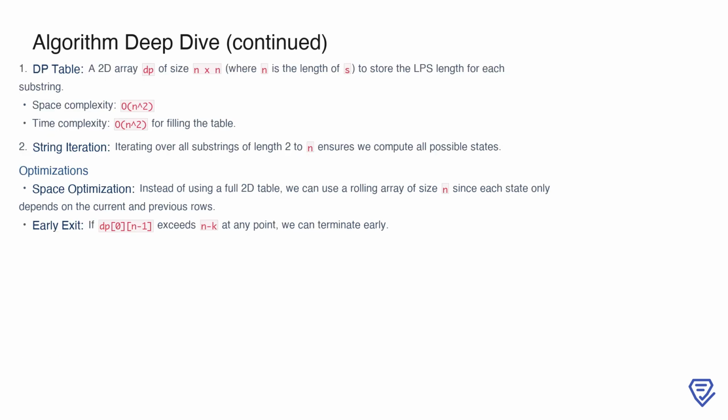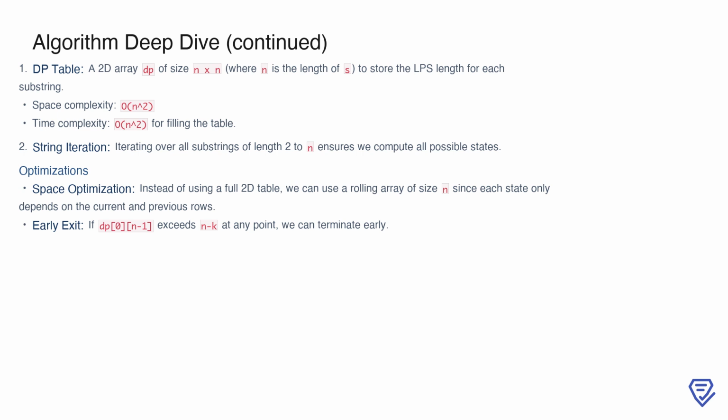To implement the solution, we use a 2D DP table of size n x n, where n is the length of the string. This table stores the LPS length for each substring, ensuring we can efficiently compute the result. The space complexity of this approach is O(n squared), due to the size of the table, and the time complexity is also O(n squared), since we iterate over all possible substrings.